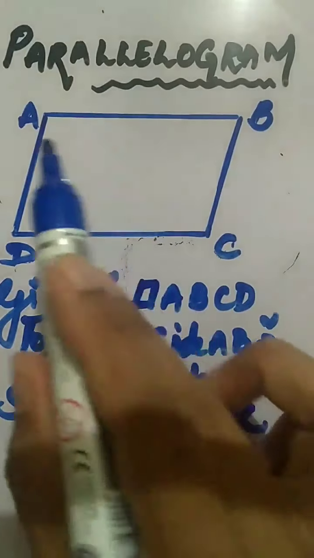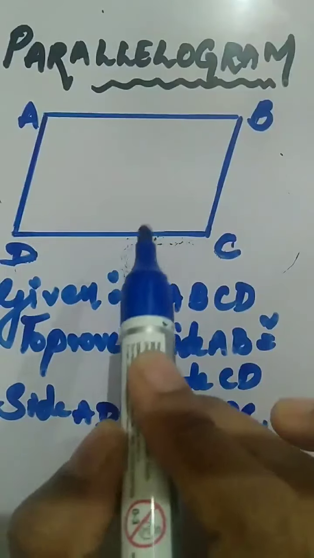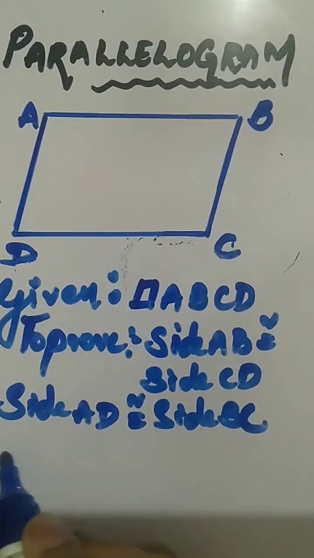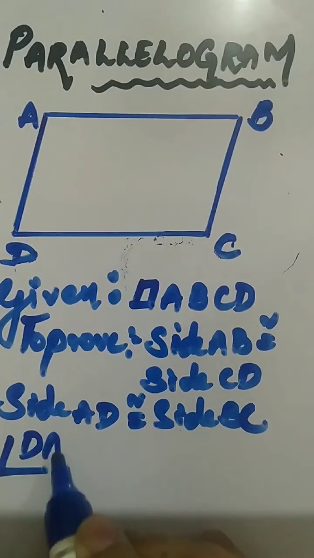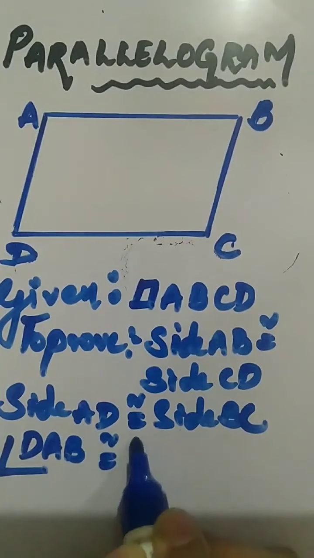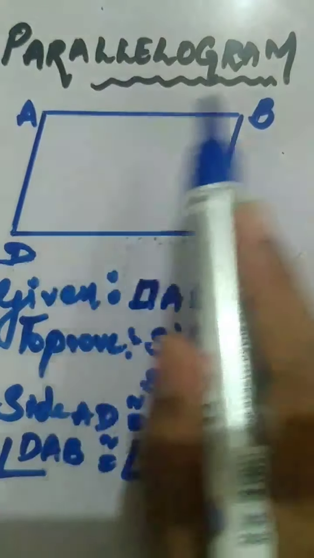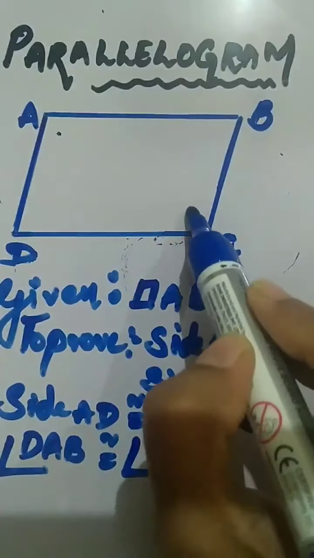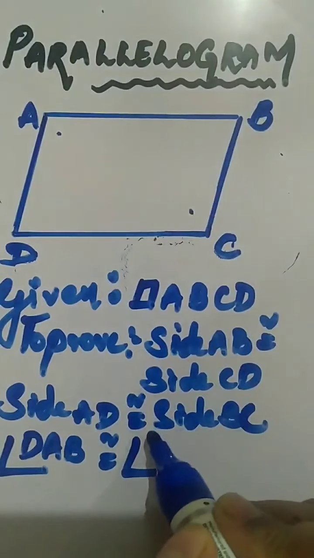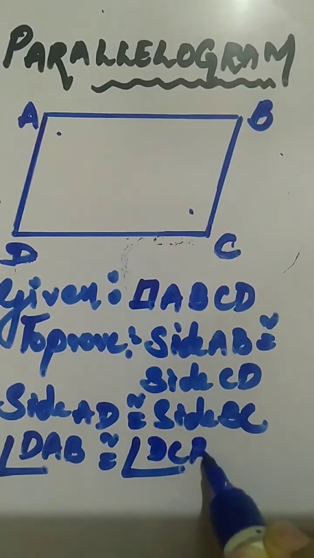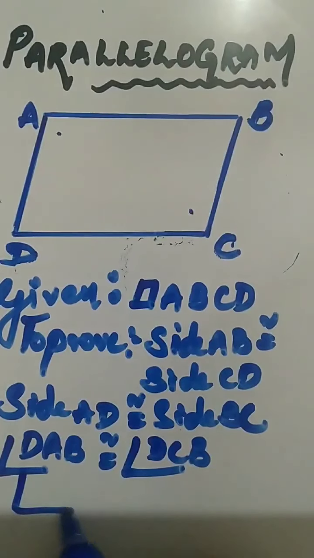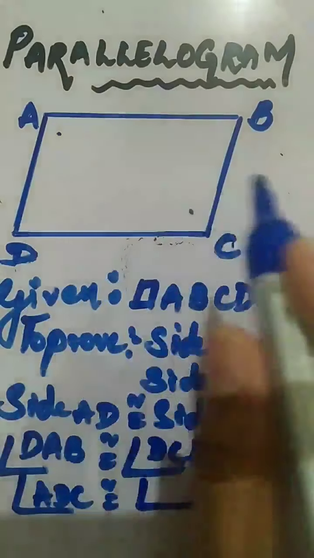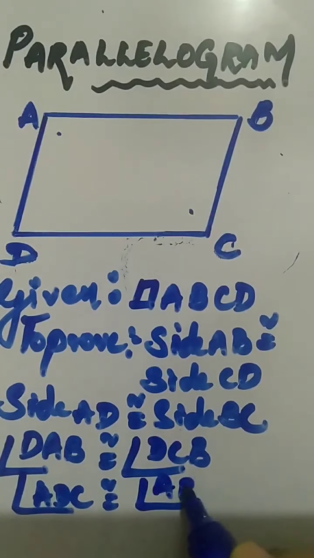Again, we have to prove that the opposite angles are congruent. Okay. So, one more thing to be proved. Angle DAB congruent to angle DAB's opposite angle. A's opposite is C, no? So, DCB. This also we have to prove. Next pair of opposite angles is ADC. Angle ADC congruent to angle ABC.